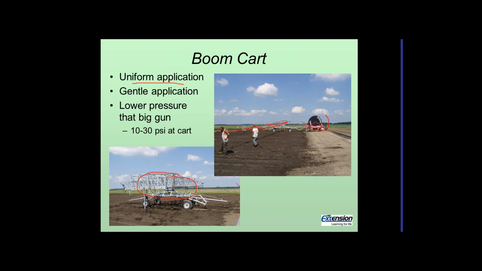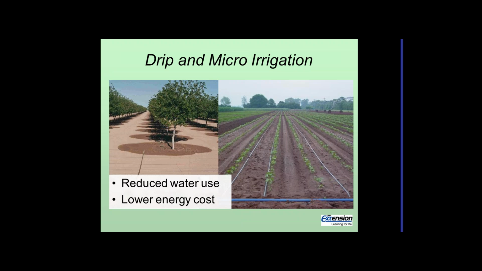But it does use a reel system, so we're going to have a hose running down the field, and it's going to require higher pressure than a center pivot system would. But just an example of another type of system. I don't know that there's any here in Wisconsin, but another type of application.